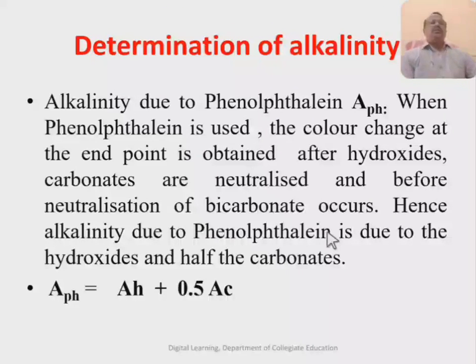Next, the determination of alkalinity due to phenolphthalein, APH. When phenolphthalein is used, the color change at the end point is obtained after hydroxides and carbonates are neutralized and before neutralization of bicarbonate occurs. Hence, alkalinity due to phenolphthalein is due to the hydroxides and half of the carbonates; bicarbonates remain as such. So APH equals AH fully and carbonates only 50%. Only carbonates react; bicarbonates do not undergo reaction here.